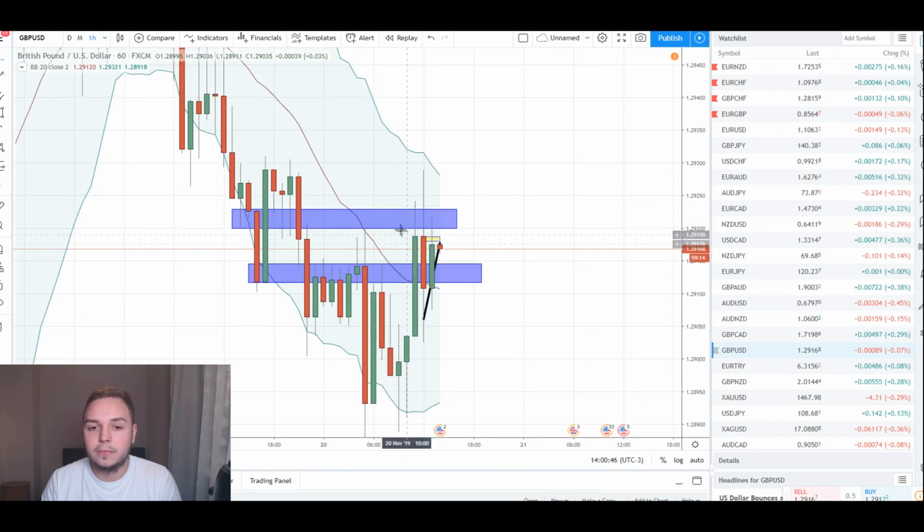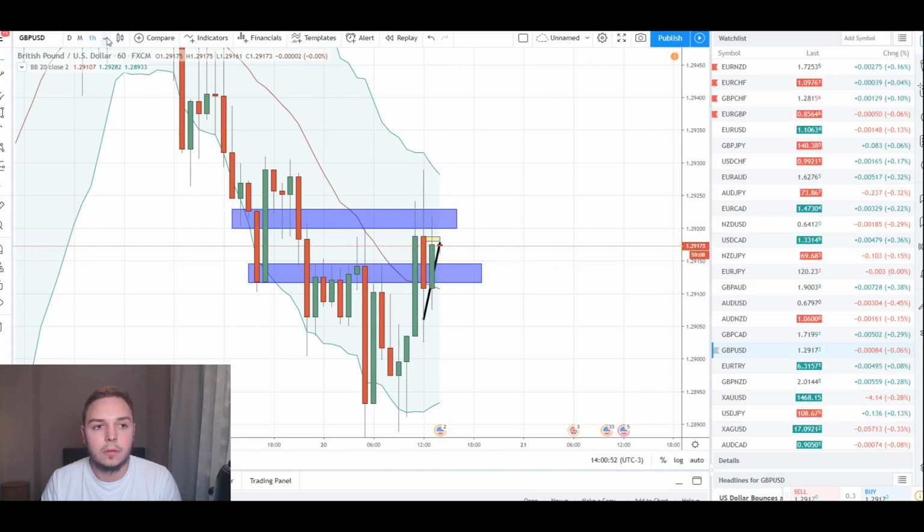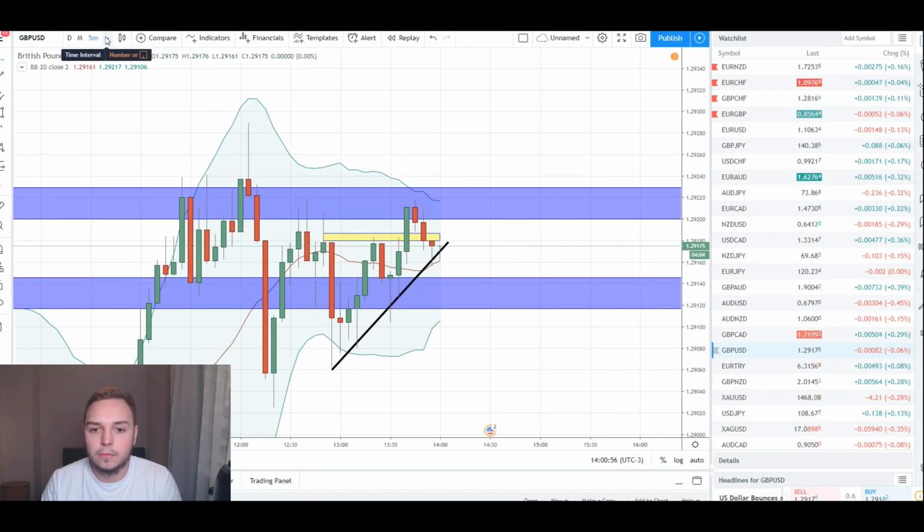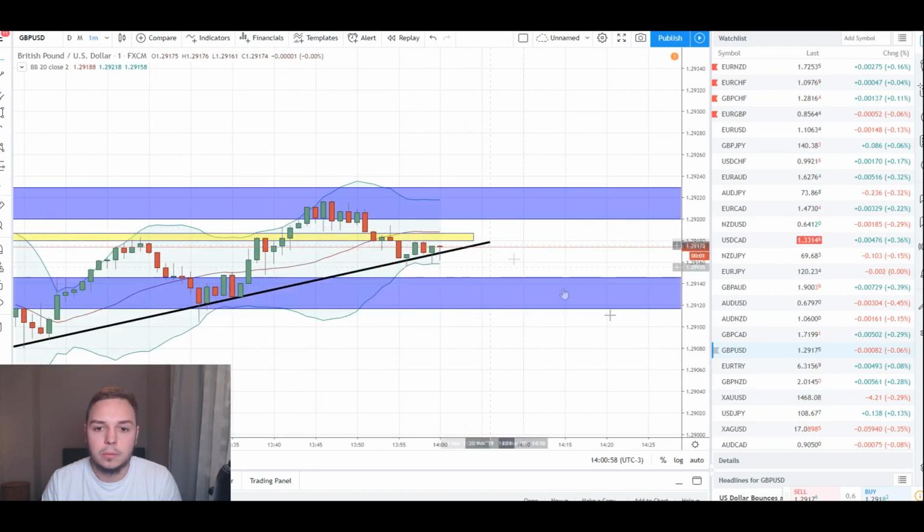We have this bullish engulfing candle, then an exhaustion, then a push again. So the buyers are still in the market. We just need to wait. Let's have a look on the 5 minutes. What's going on here? 1 minute.